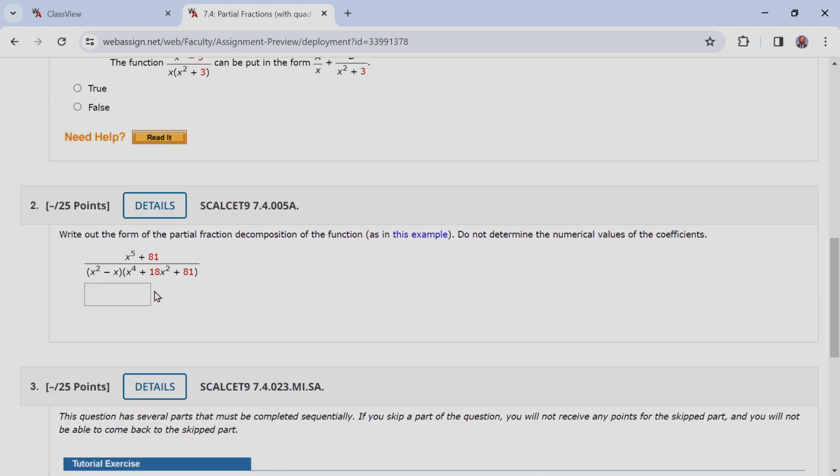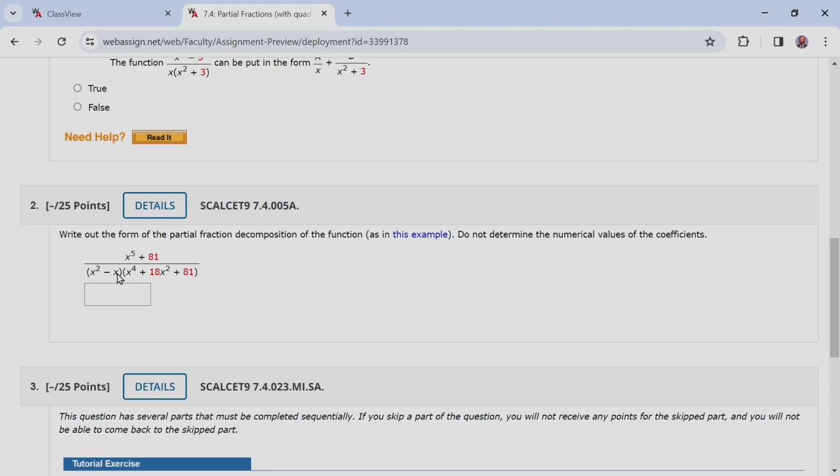What about for 2? Oh my goodness gracious me. Fortunately, all we have to do is write out the form. Oh man, this was going to look really heinous. I'm going to guess, and it's true, that this x to the fourth plus 18x squared plus 81 will factor as x squared plus 9 quantity squared. Note, the x squared minus x also factors as x times x minus 1.